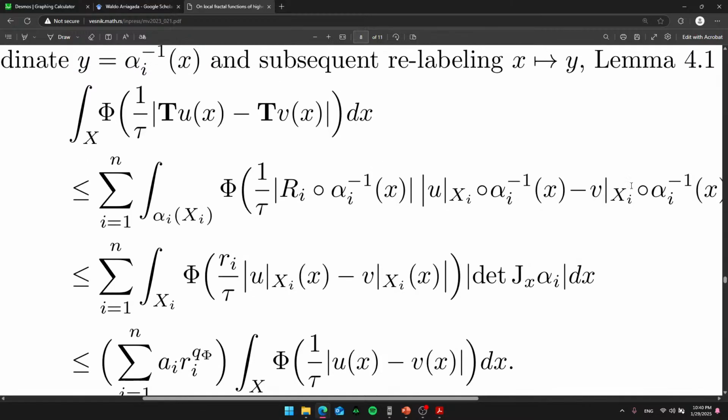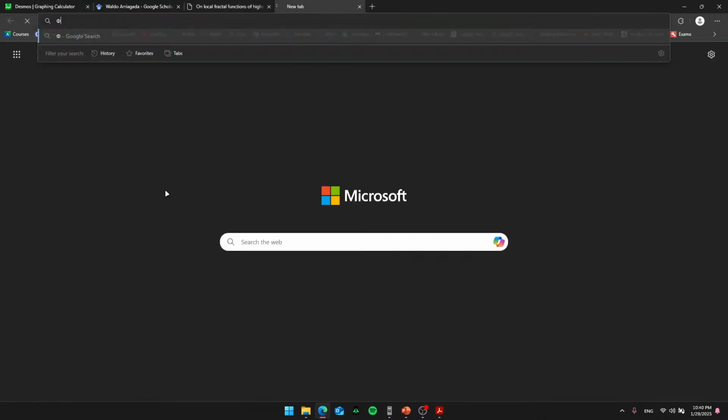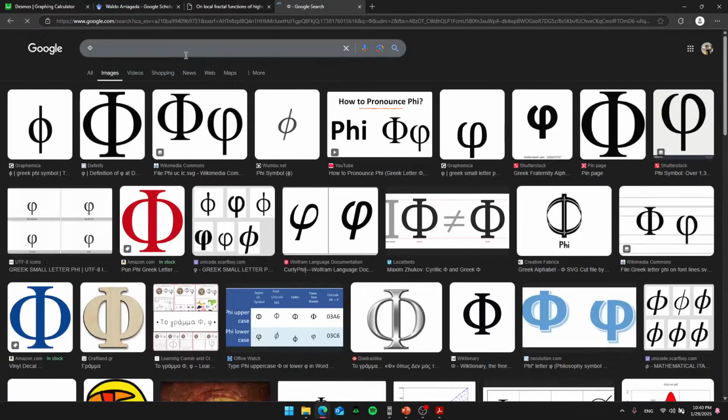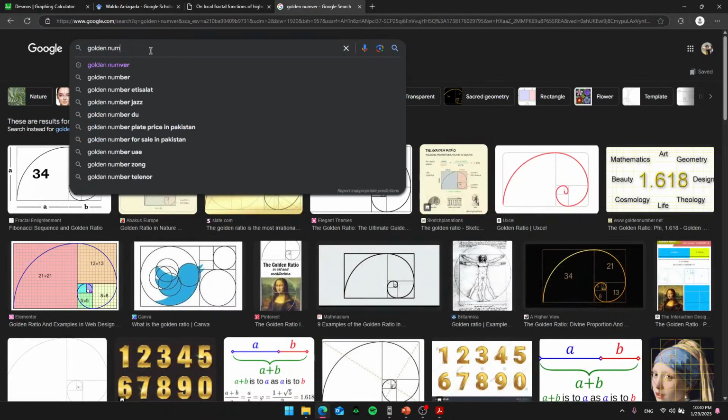Even though I don't understand anything from here. Okay, integration of this called phi. But it has like two forms. A phi with this, which is called the golden number. Someone called it golden number.